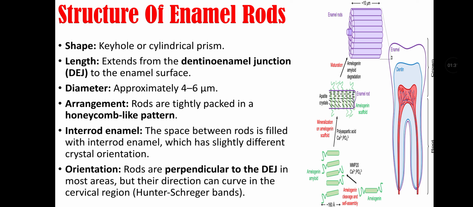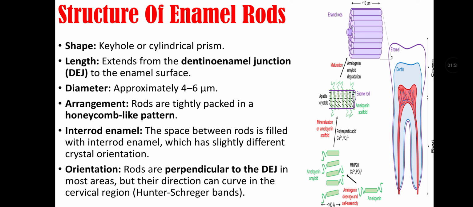Structure of enamel rod. The shape of them is keyhole or cylindrical prism. Length extends from dentino-enamel junction to the enamel surface. They are approximately 4 to 6 micrometers in diameter. The rods are tightly packed in a honeycomb-like pattern. Interrod enamel is the space between rods that is filled with interrod enamel, which has a slightly different crystal orientation.